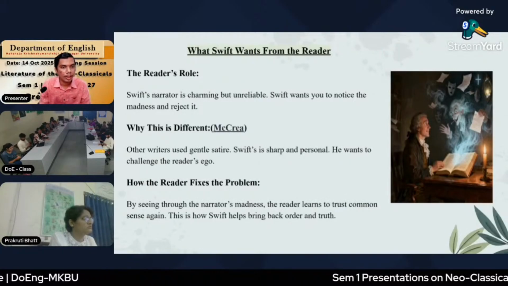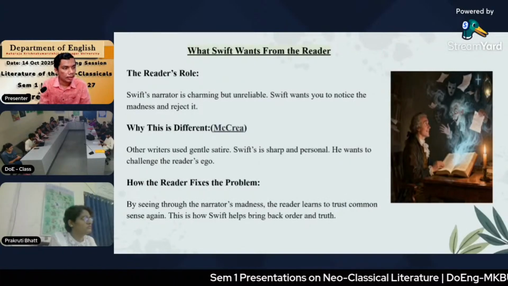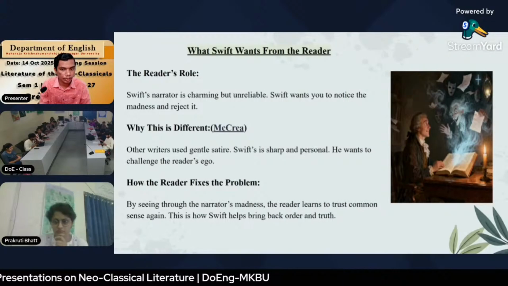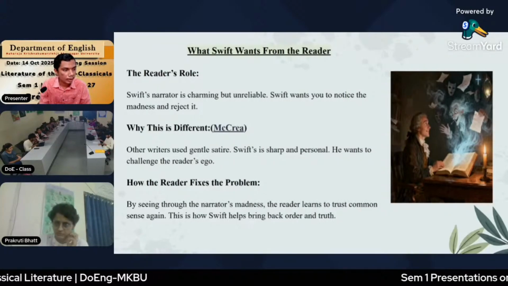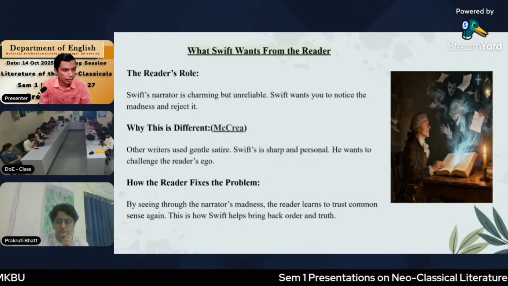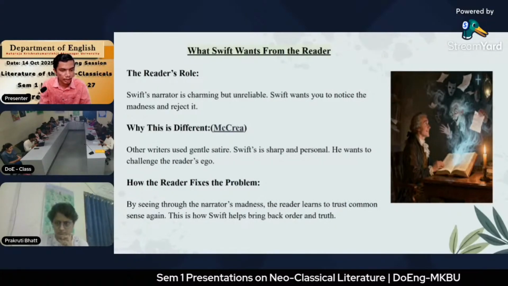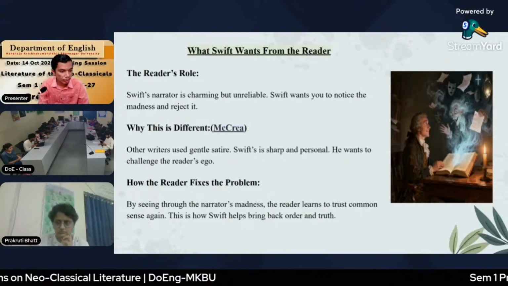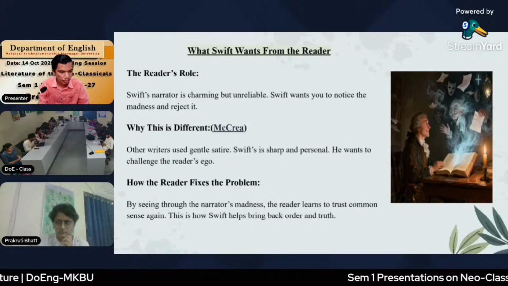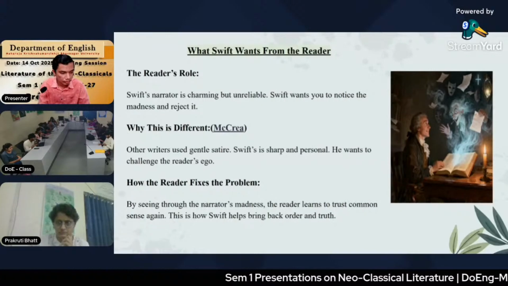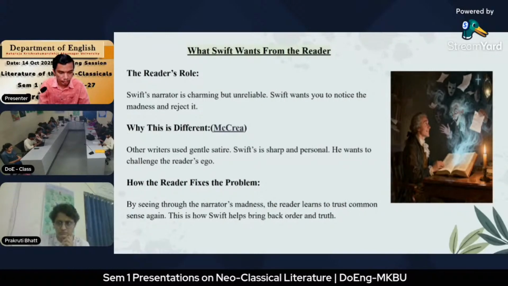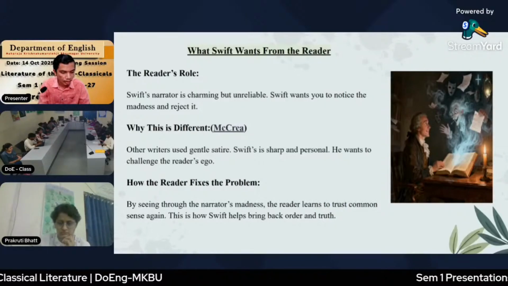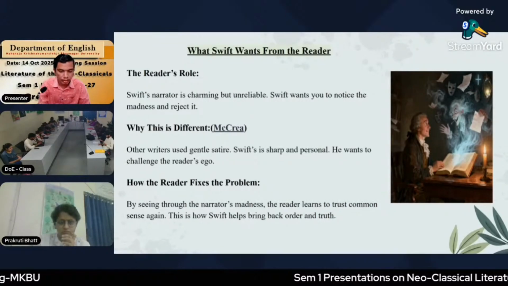What does Swift want from the reader? The reader's role: Swift's narrator is charming but unreliable. Swift wants you to notice the madness and reject it. Why this is different: other writers use gentle satire. Swift is sharp and personal. He wants to challenge the reader's ego. How does the reader fix the problem? By seeing through the narrator's madness, the reader learns to trust common sense. This is how Swift helps bring back order and truth.